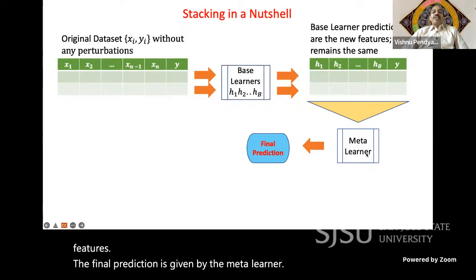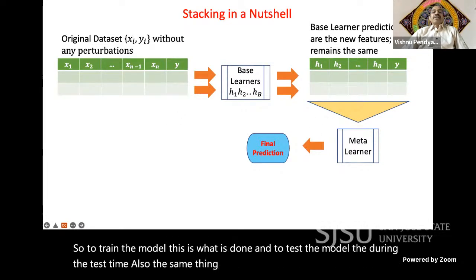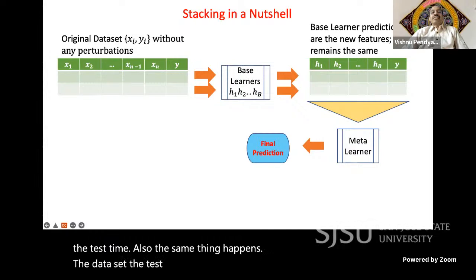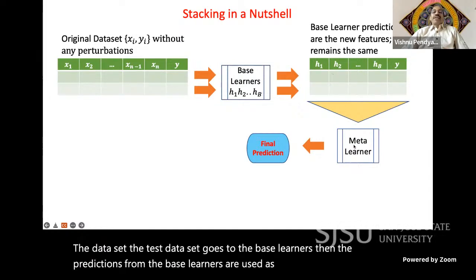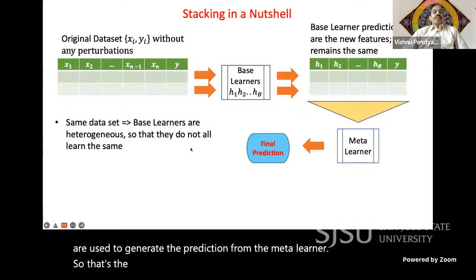So to train the model, this is what is done, and to test the model, during the test time also, the same thing happens. The test data set goes to the base learners. Then the predictions from the base learners are used as features. Then those features are used to generate the prediction from the meta learner. So that's the final prediction. But there's a problem.